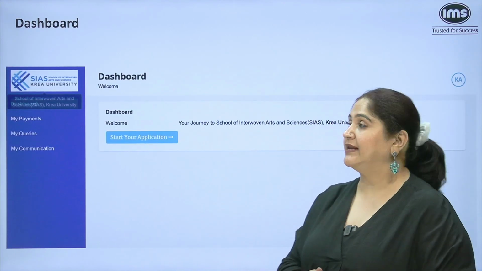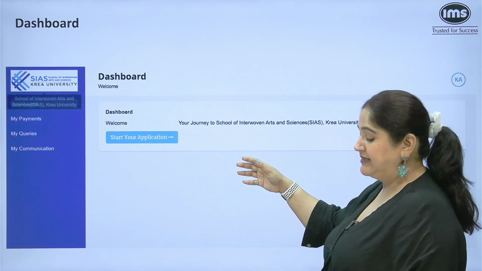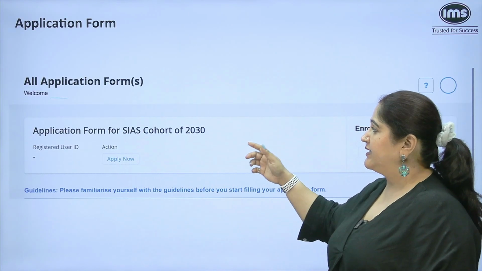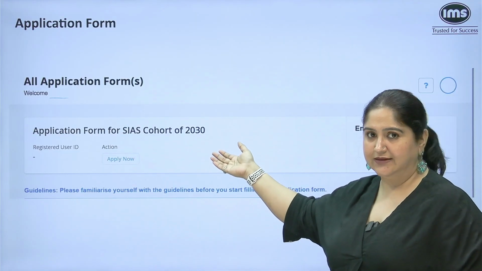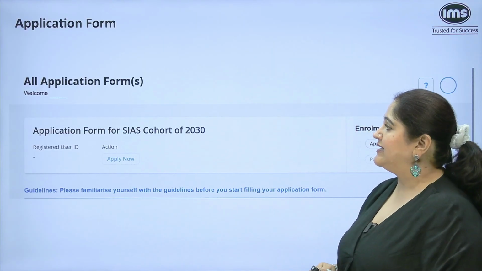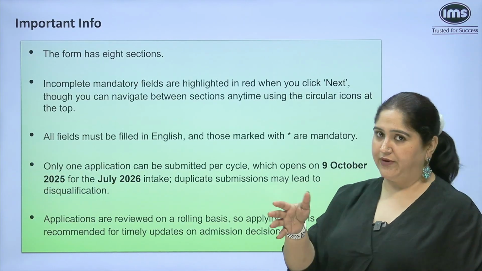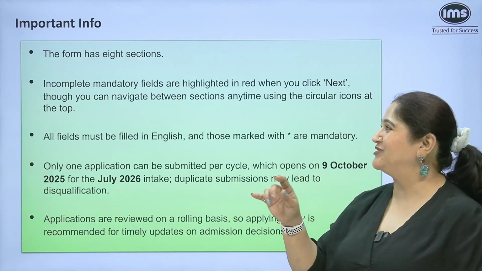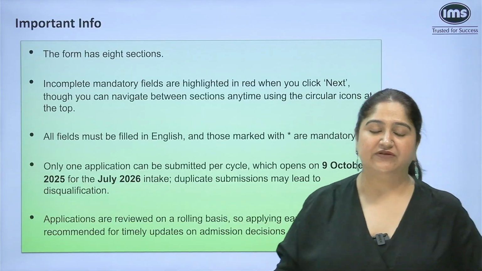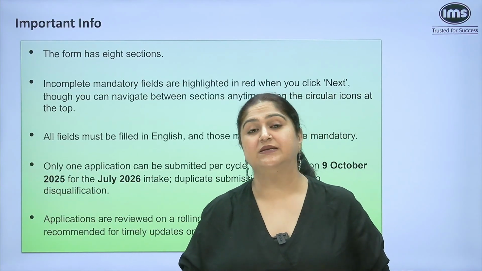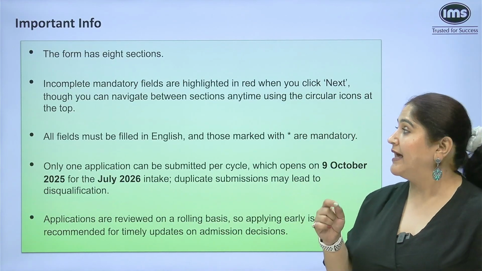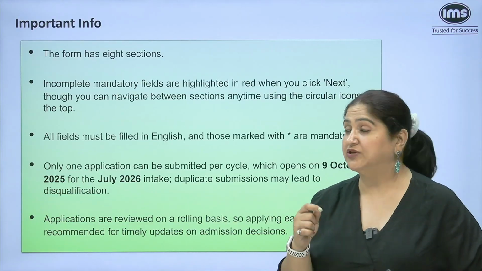All right, you log in and you move to the dashboard here, which will ask you to start your application. You will have to select which cohort. Basically, you're going for the 2030 cohort. So you have to hit apply now and start entering your details. Before that, it will give you a lot of information. It will tell you that there are 8 sections in the form. It will tell you the mandatory information. Wherever there is an asterisk mark, it is a mandatory space, and you have to ensure that you are filling that particular space with the right information.